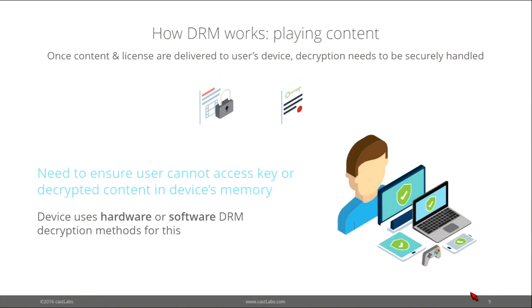Once the content and license are delivered to a user's device, as I mentioned, decryption can happen, but it must happen securely. A lot of times, encryption alone will not be good enough for studios. They want something much more secure. And you need to ensure that the user cannot access the encryption key or the decrypted content in the device's memory. And I'll explain to you in a second what the difference is between software and hardware-based DRM in more detail.